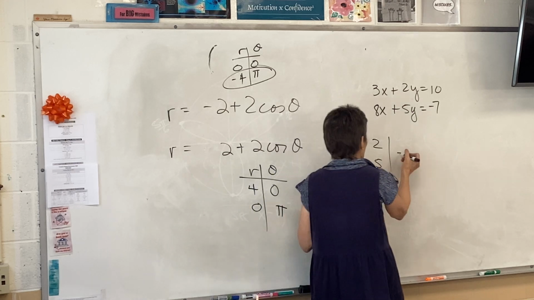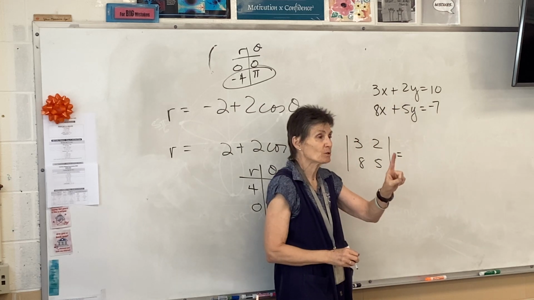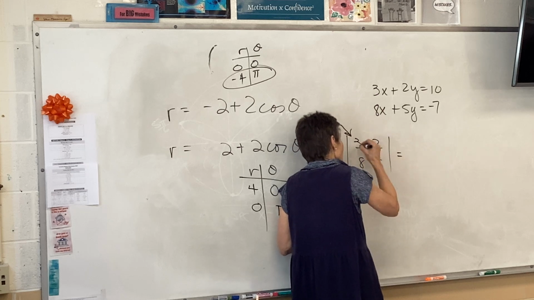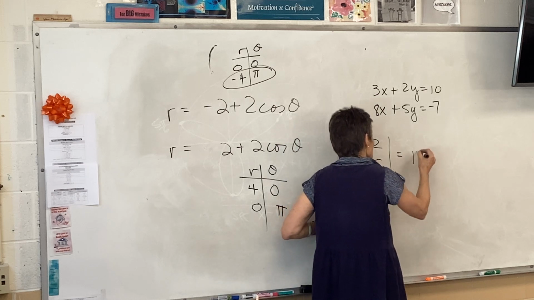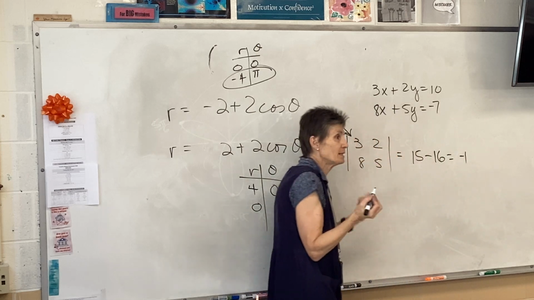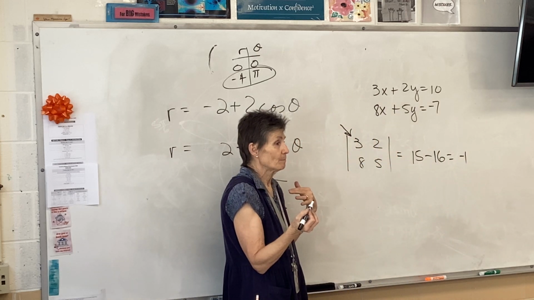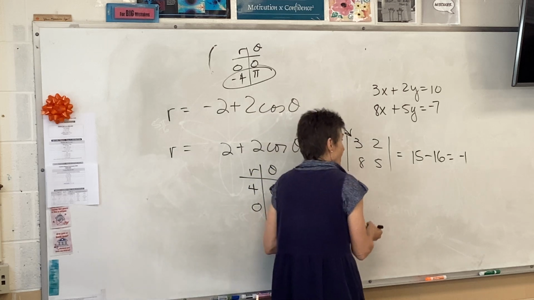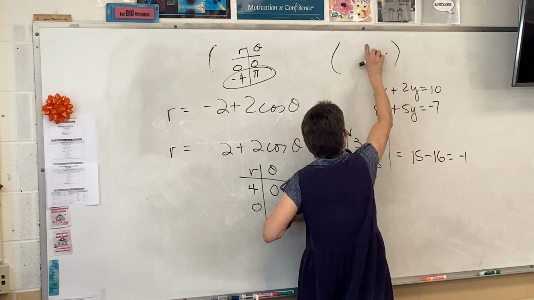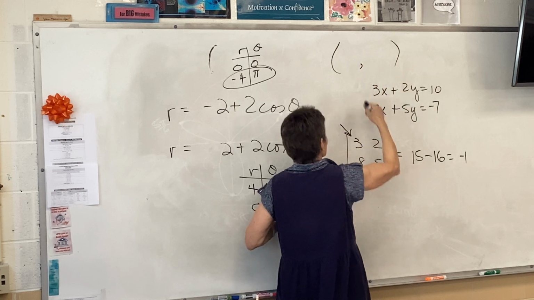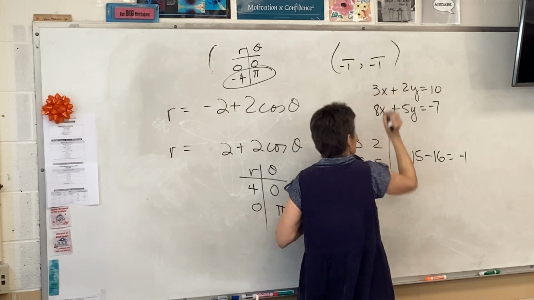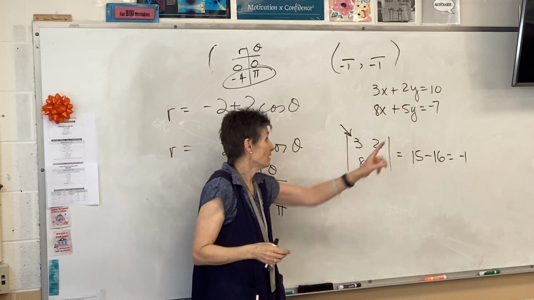And we evaluate that. Pay attention, because some of you are doing this backwards. The determinant starts here with the first number, so 15 minus 16. So the determinant is -1. That means that my answer, and again, some of you are not writing as ordered pairs, is an X and a Y, and both X and Y are something over -1.